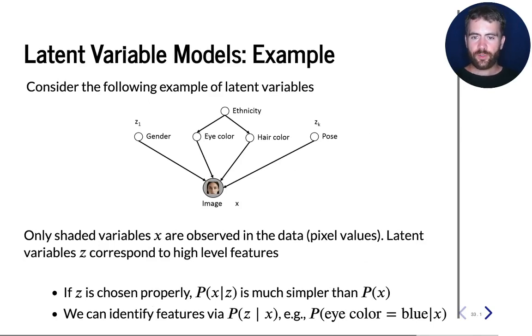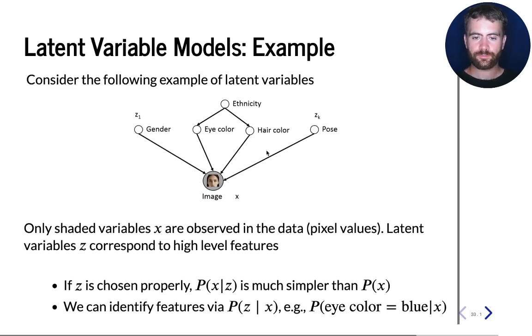An example of what a latent variable model might be, in the context of our image example, is the following. Here there is some image x which is observed. We see x, but the latent variables z, we don't see them. But by looking at the data, we may try to build a model that will discover that the space of images has the following structure. We have gender, we have pose, and we have ethnicity, which affects the eye color and the hair color. And we will try to learn this kind of structure in an unsupervised way from data.